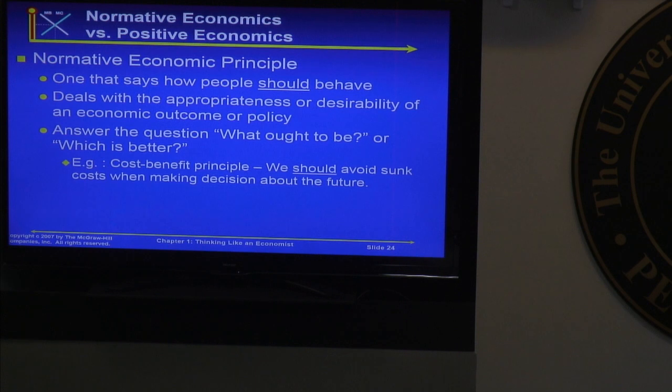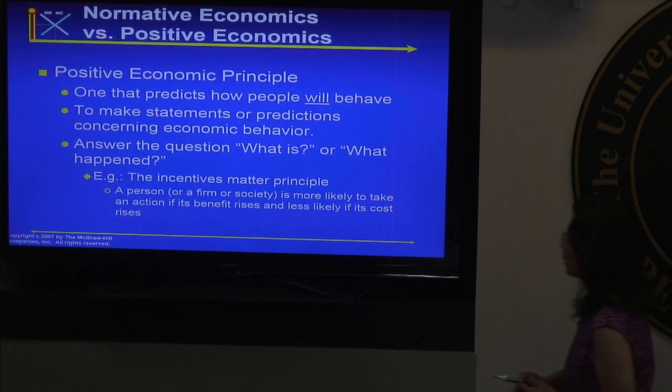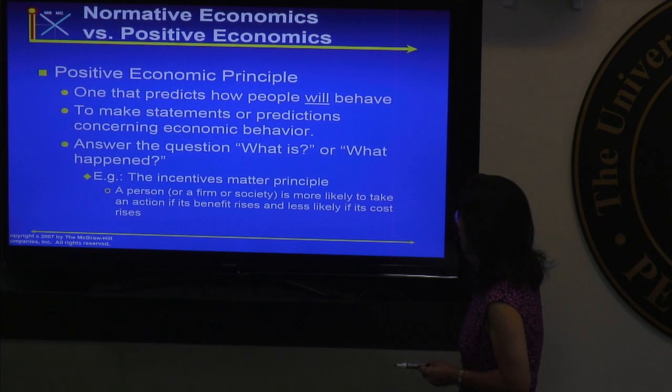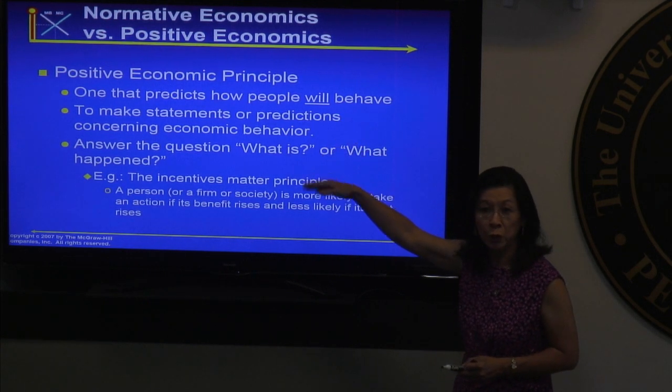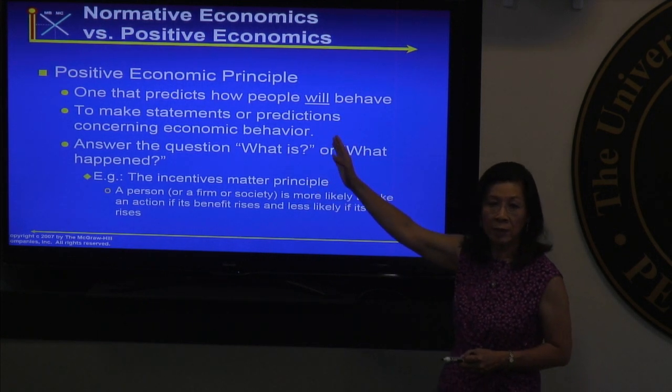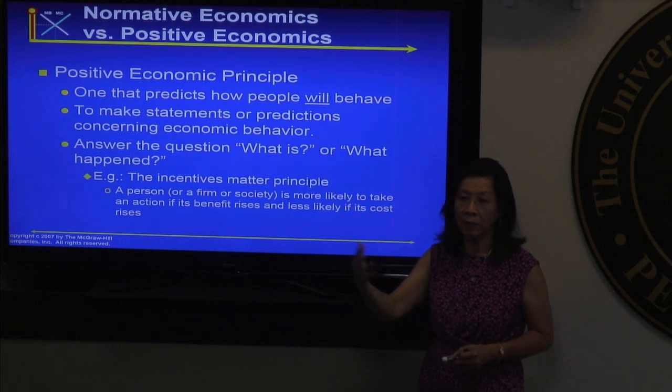Okay. Next, positive economic principle, the one on the right-hand side. It predicts how people will behave instead of how they should behave. You know exactly what will happen, like the example I just gave.